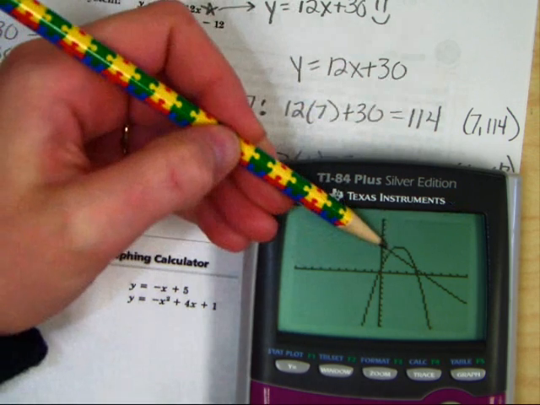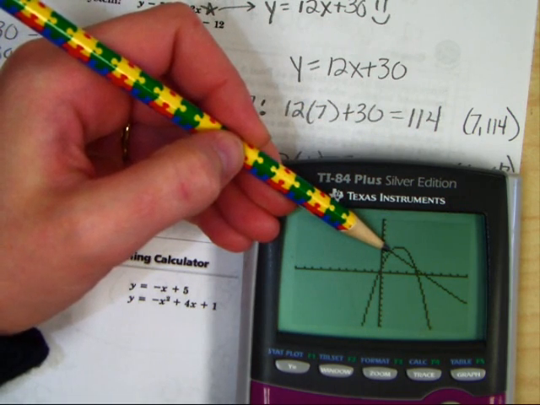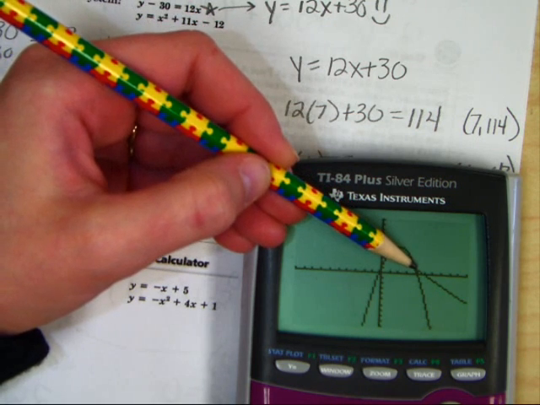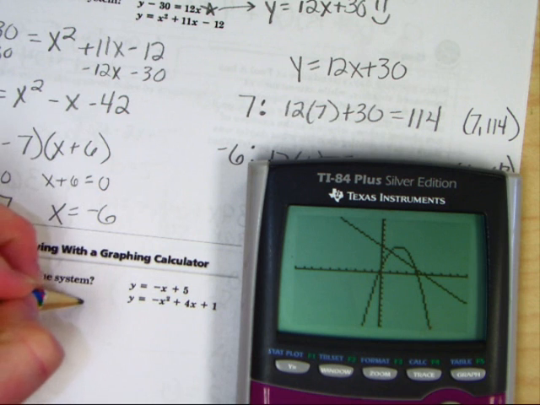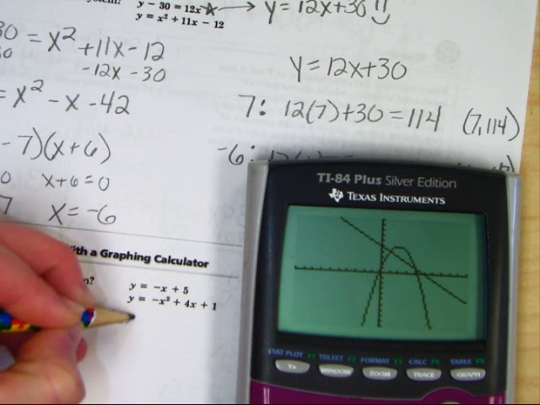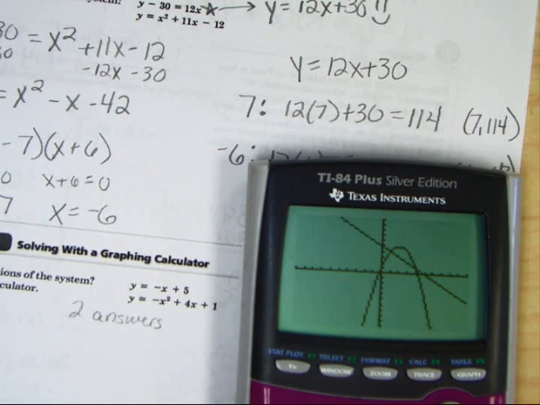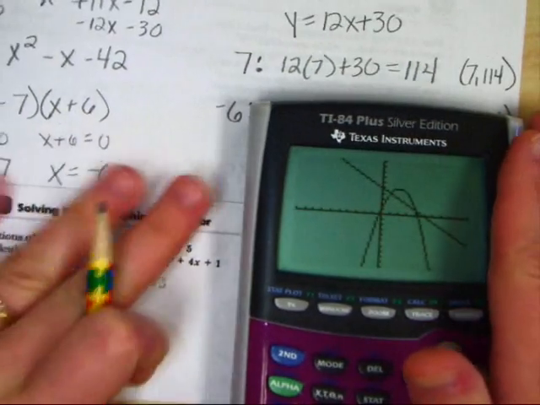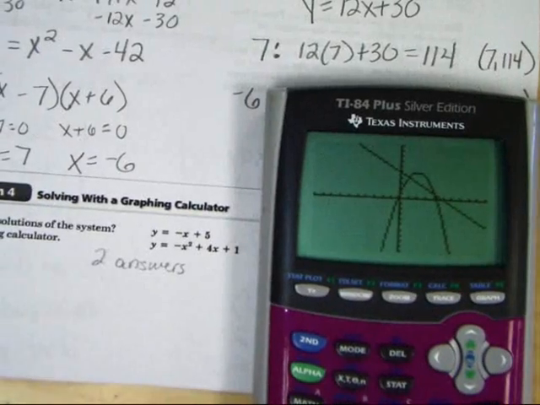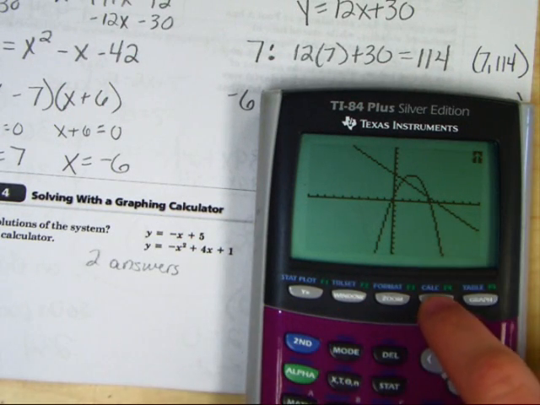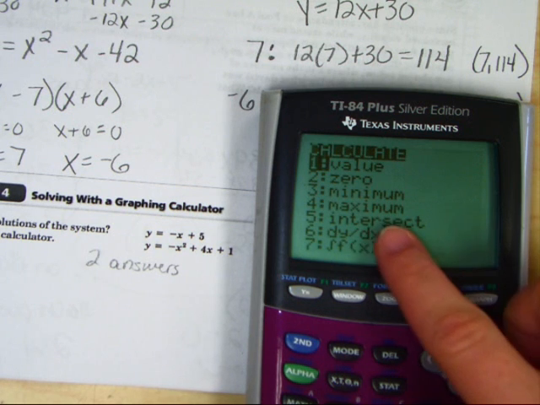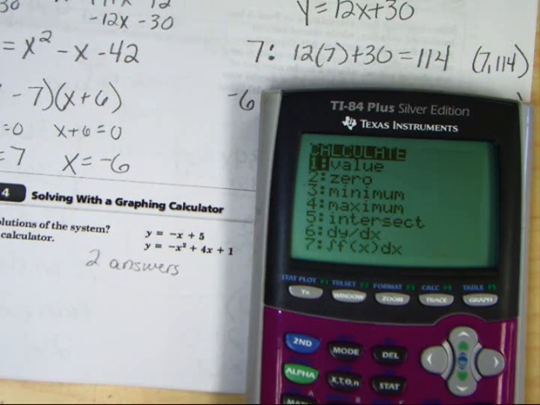Do you see that it crosses right here where I'm pointing? And it crosses right here where I'm pointing. That means there's going to be two answers. Here's how you find them. You hit second, and then you hit this button that above says calc. You want to select number 5, where they intersect.